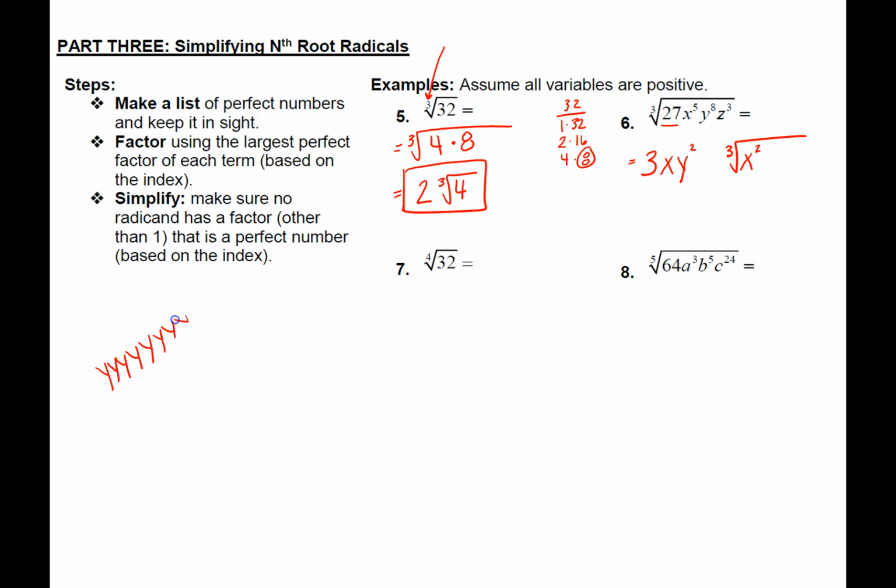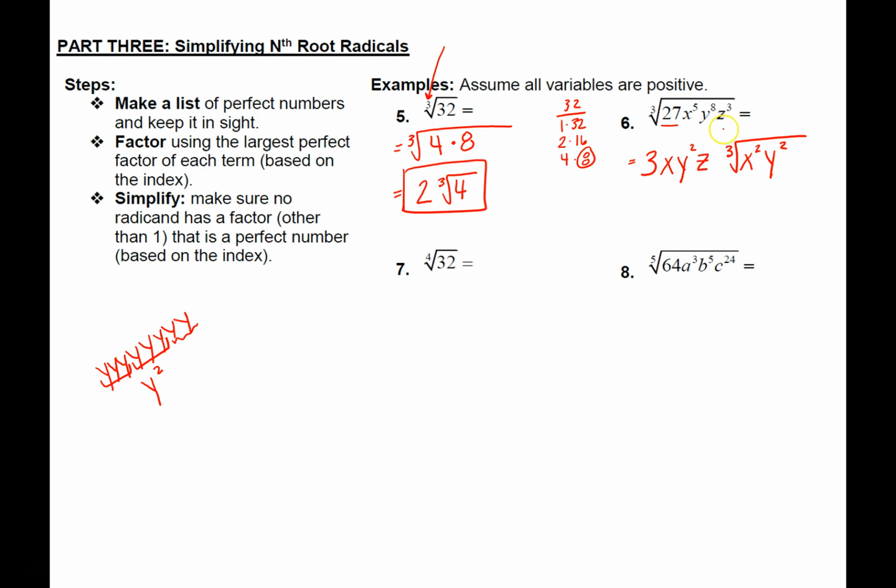1, 2, 3, 4, 5, 6, 7, 8. This triplet comes out, this triplet comes out. That gives me y squared coming out. These two are left inside, so there's also a y squared inside. And then z to the 3rd, that's one triplet. 3 divided by 3 is 1, so that z comes out and nothing is left inside.